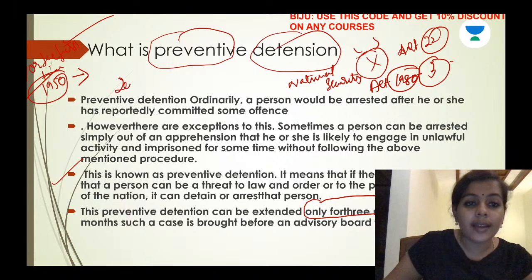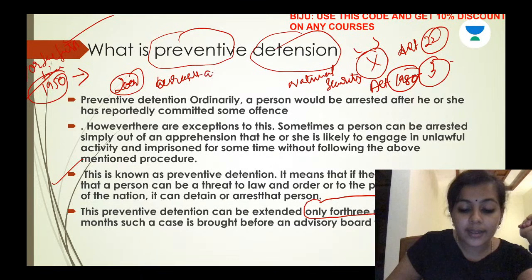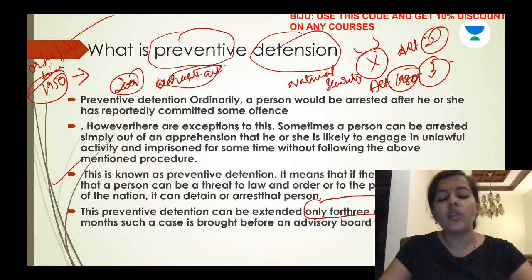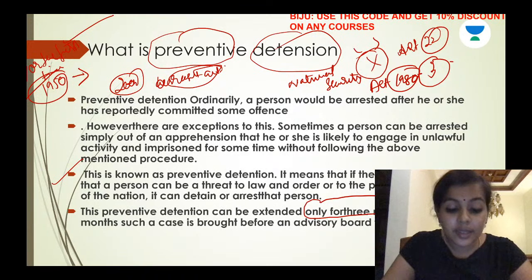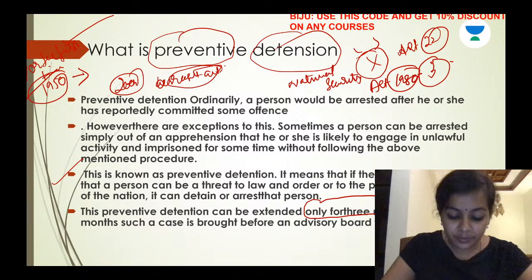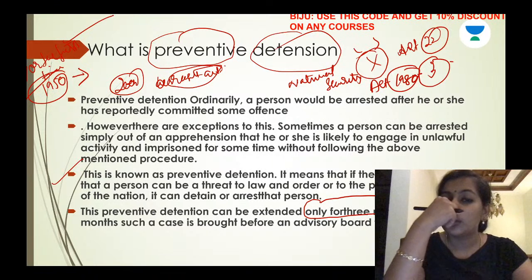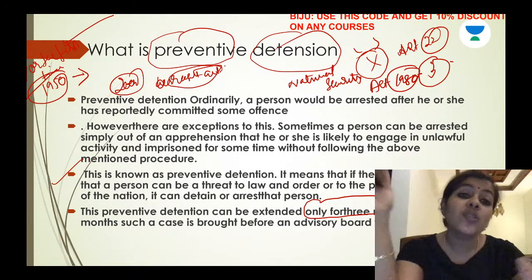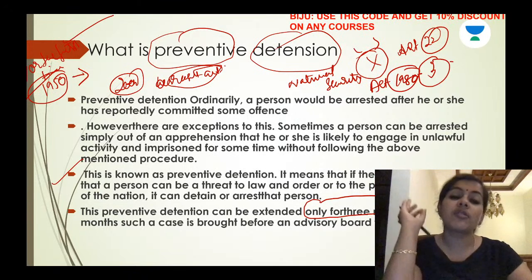Then the 2004 Terrorist Act. This is an act passed by law, and it also provides for preventive detention. In 2004, this is known as the Unlawful Activities Act. This is all you need to note. Preventive detention is a due process of law.